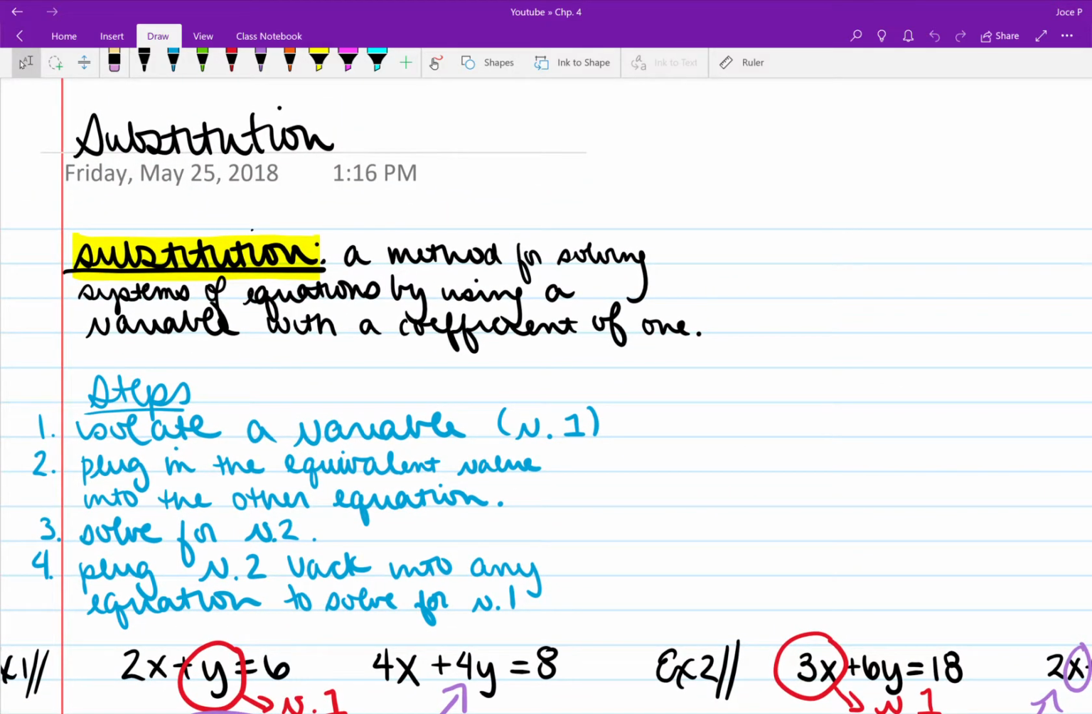So substitution is one of the two main methods for doing so, and honestly substitution is also my personal favorite method for doing so, so I'm biased. This is going to be fun.